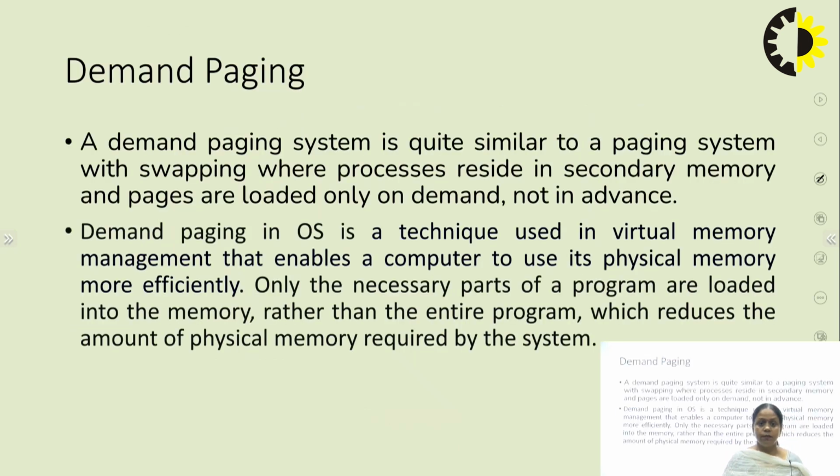Now demand paging. What is the meaning of demand paging here? A demand paging system is quite similar to a paging system with swapping, where processes reside in secondary memory and pages are loaded only on demand, not in advance. What it means is that we will keep only those pages in the memory which are required by the CPU. We will not keep any other pages in the main memory. Fine. Demand paging in OS is a technique used in virtual memory management that enables a computer to use its physical memory more efficiently.